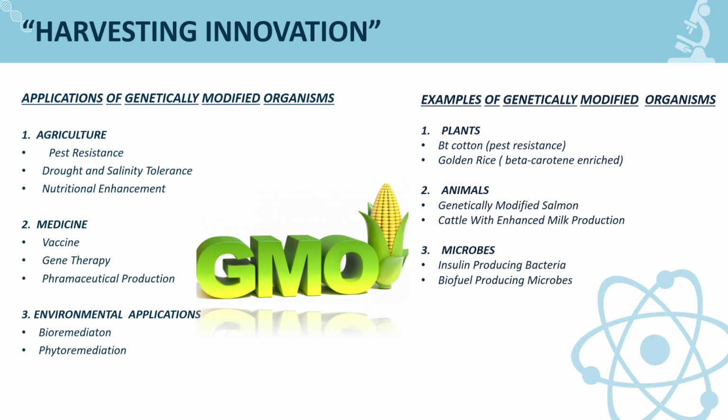So next, the examples of genetically modified organisms. The first one is plants. In plants we have Bt cotton and golden rice, and in animals we have genetically modified salmon and cattle with enhanced milk production. And the third one is microbes that produce insulin and biofuel-producing microbes, right?